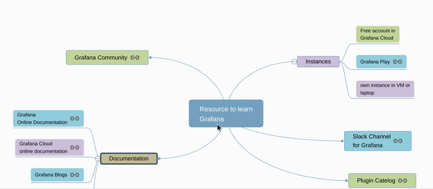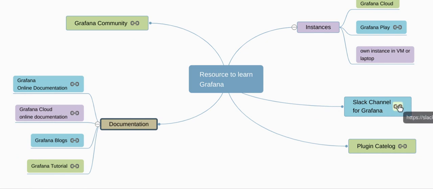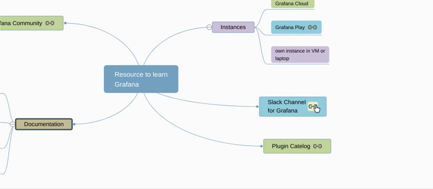Then there is the Grafana community. While working, if you have any queries, you can post your questions, or you can search whatever has already been posted and responded to. So this is the Grafana community. Then they have separate Slack channels, so you can try that also.